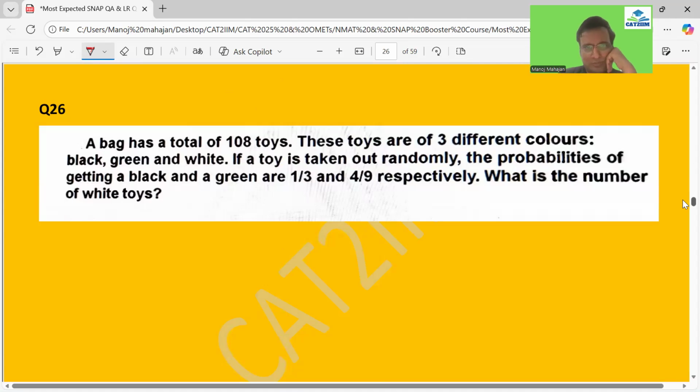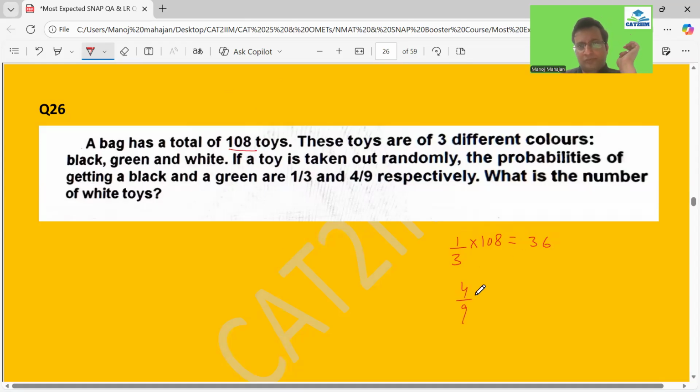Okay, so if you look number of white toys we have to figure out. So total we have is 108. So one of the way we can look at is the chances given, right, of getting a black, that is 1/3. So which means if I calculate 1/3 of 108, that would be how much? 36, right? So these are 36 black toys we have.